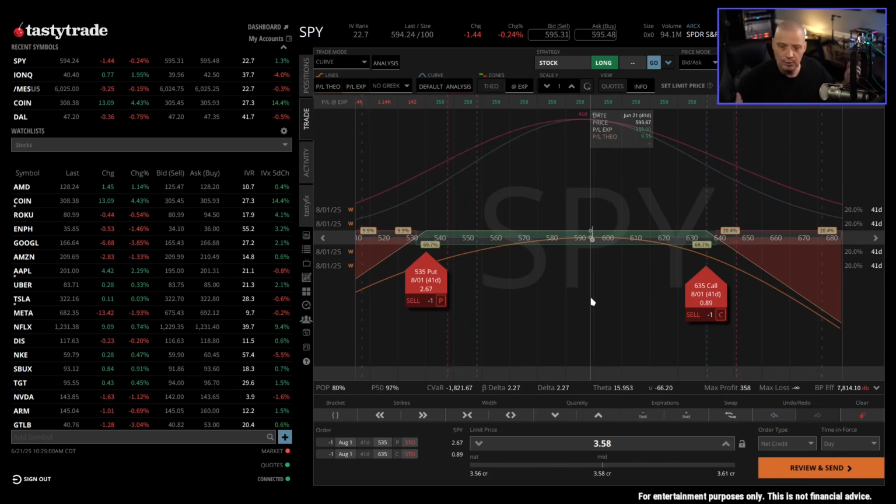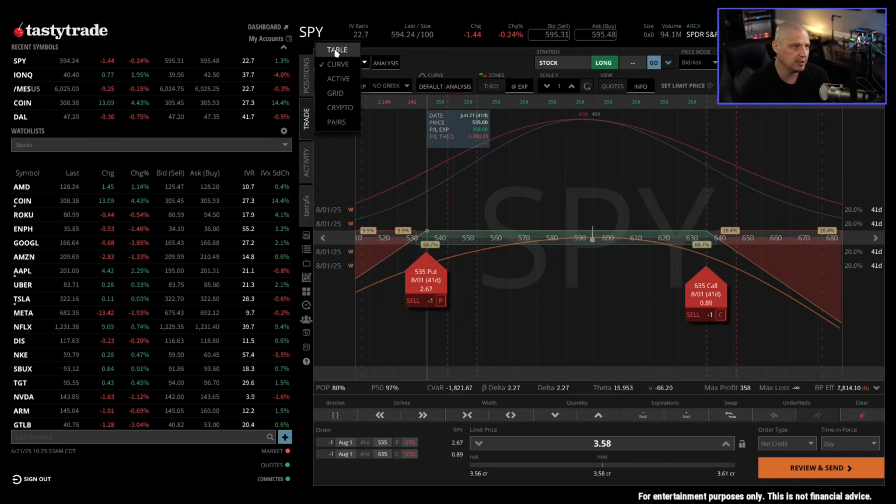And what put skew tells you is where the risk is in this particular asset. SPY is a market ETF, right? This is the S&P 500. Where is all the risk in a market ETF like SPY? Well, all the risk really is the market crashing. The market always crashes down. It never crashes up. So you can see that the 10 delta put, 10 delta call has a lot more runway to the downside because this is where the risk is.